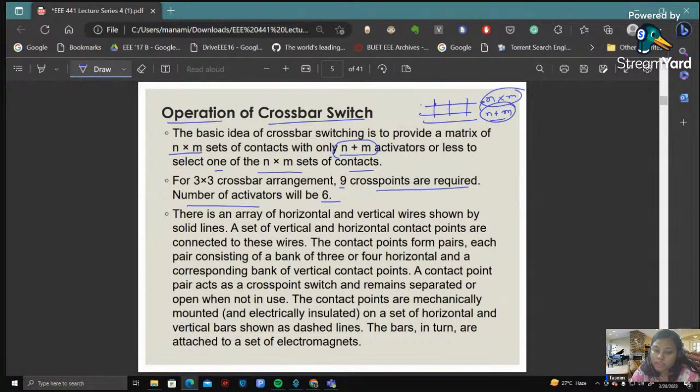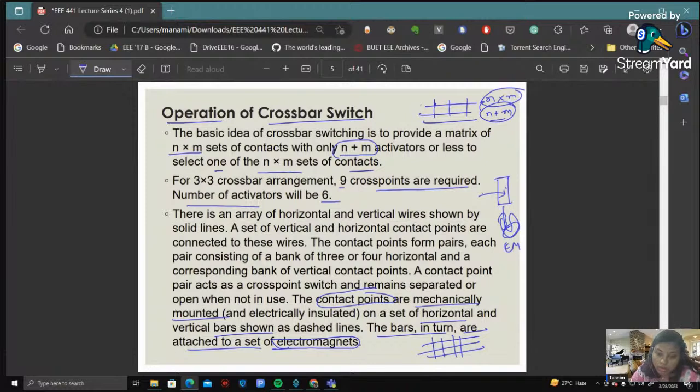The contact points are mechanically mounted on a set of horizontal and vertical bars, shown as dashed lines. The bars in turn are attached to a set of electromagnets. So what happens first? The contact points are connected to the bar, and the bar is connected to an EM, an electromagnet. So this is something like this.